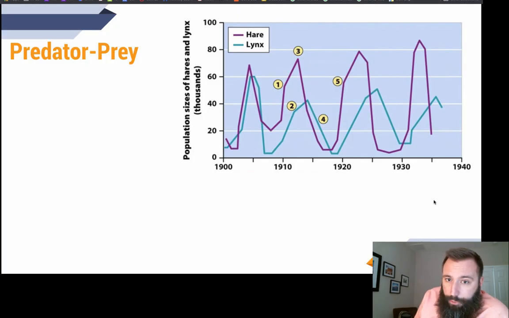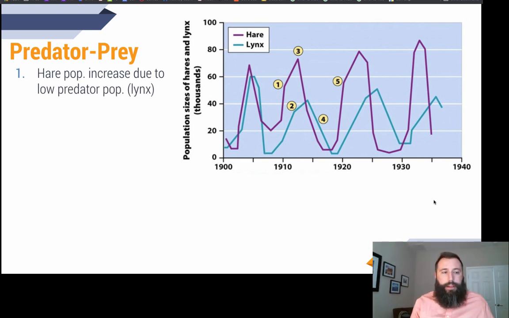Take a look here at the predator-prey relationship. We're going to follow these numbers here on our graph. First step here is that the hare population, the prey population, is going to increase because there's nothing controlling it, right? Or there's not as many controlling it. That's the predator in this case, the green line. So if the hare is the purple line, the green line here represents the predator. First, we see an increase in the prey because there's not as many individuals controlling that population. So the prey population increases.